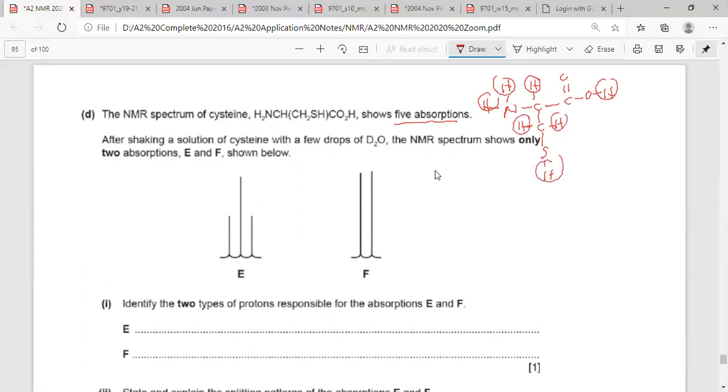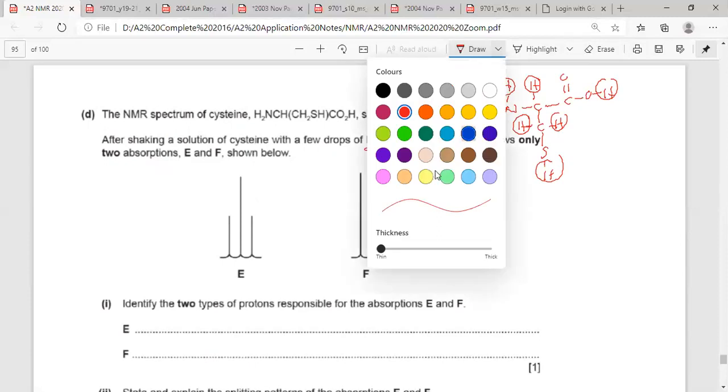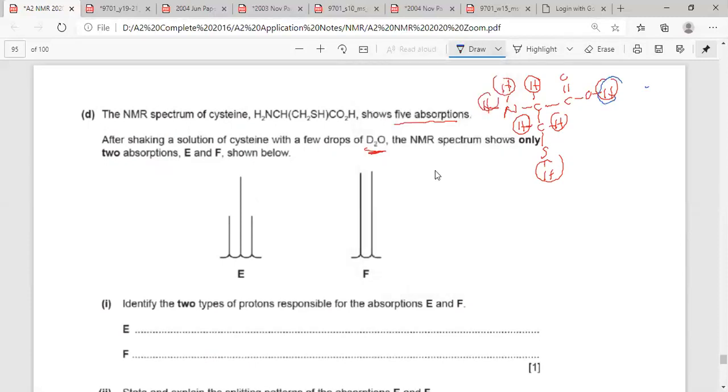Okay? It means 4 different peaks after shaking the system with a few drops of D2O. That means D2O will exchange, because of proton exchange, this one here. I put blue color. This one here to D, this one here to D, this one here to D and to D. That means these 3 peaks here will disappear. The NMR spectrum now shows only what? 2 absorptions, E and F, shown here.